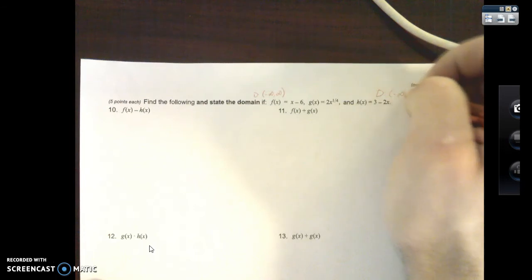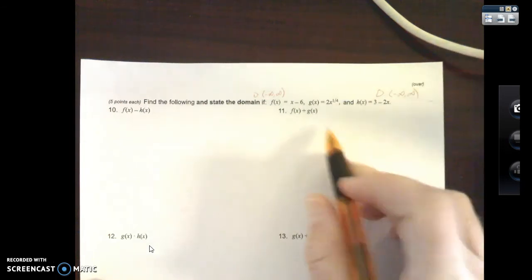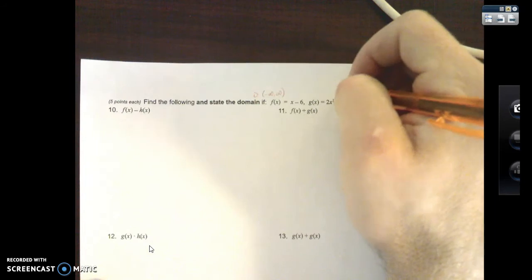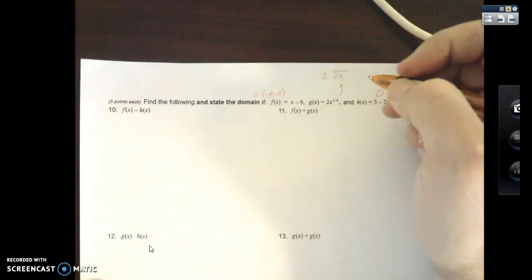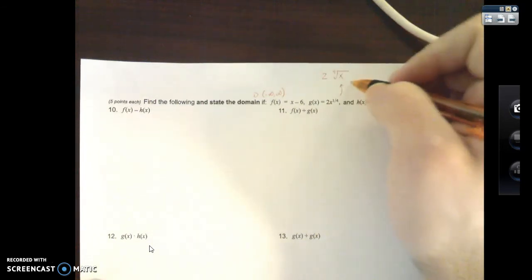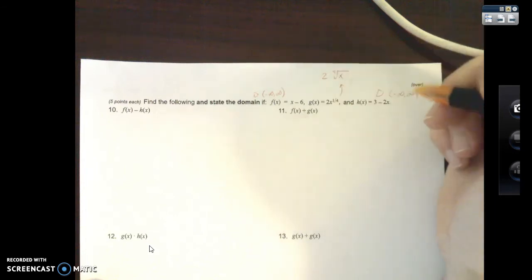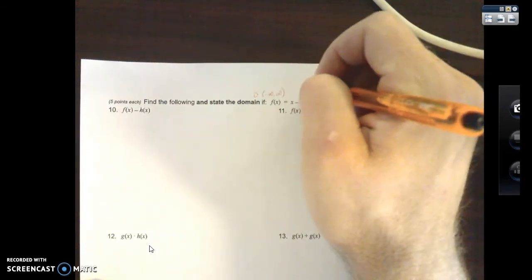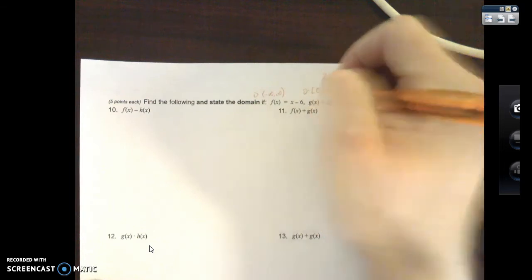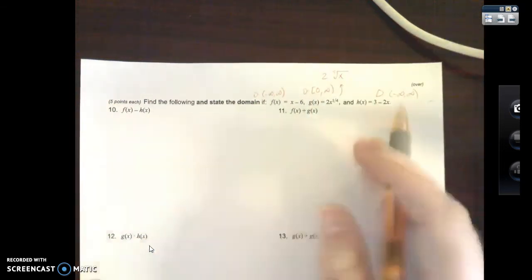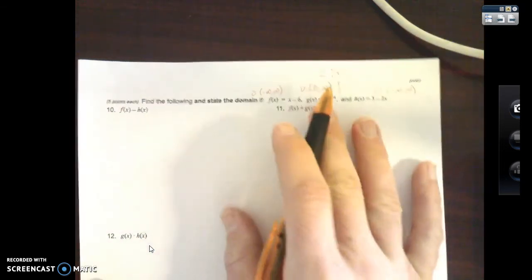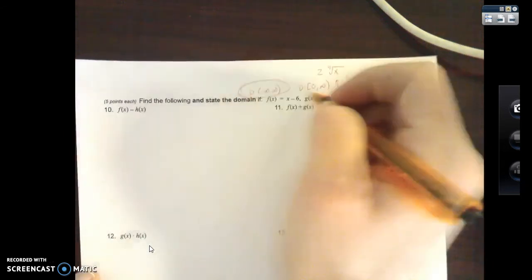Domain, negative infinity to positive infinity. Now, I'm also hoping that you're cool with 2x to the 1/4 being rewritten as 2 times the 4th root of x. Is that an even powered root? Yes, 4 is even. So my domain there would start at 0 and go to infinity, because you can't have a negative underneath there. So these are our 3 domains that we will use throughout this workshop, the back sheet.